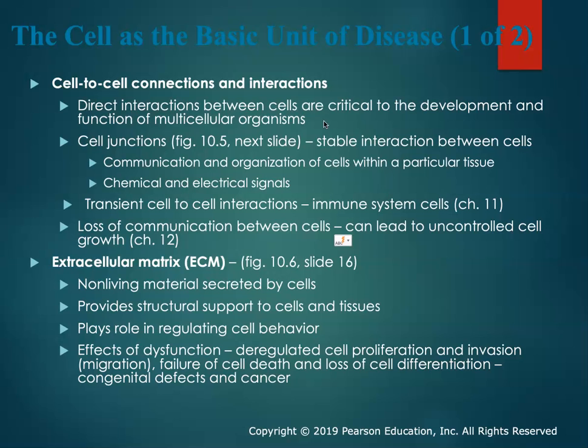So on the next slide, I'll talk a little bit about cell junctions. I'll show you what I mean by that. But basically, a cell junction is a connection between two cells, right? So a stable interaction or a stable connection between cells. It says here, communication and organization of cells within a particular tissue. So if you think about epithelial tissue, those epithelial cells are joined together by cell junctions, right, to create that tissue, okay?